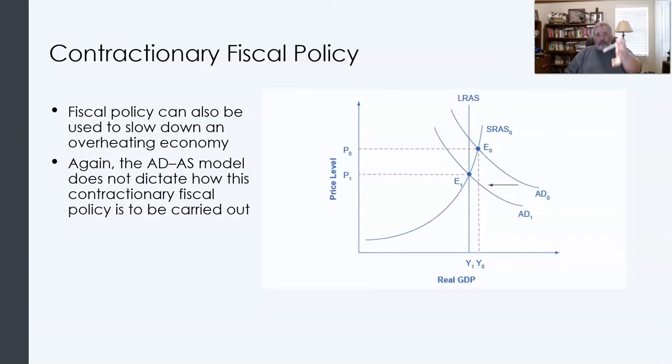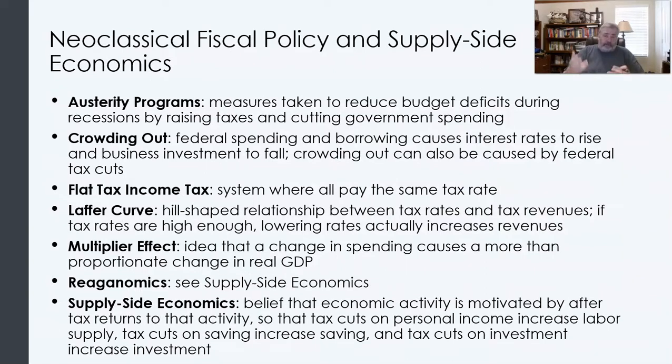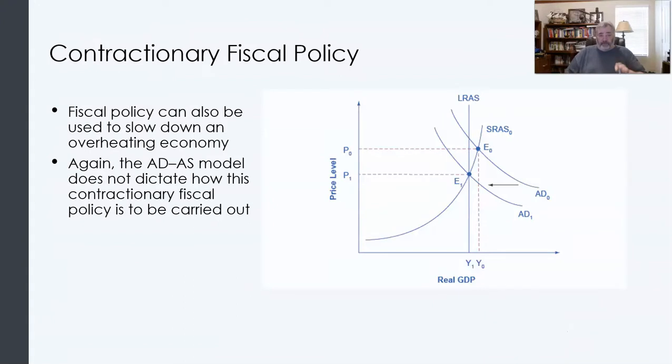That would be contractionary fiscal policy. They did not put a similar one in here for expansionary, I don't know why, but it's the opposite of that. Right? It would be an inflationary gap, a recessionary gap that you're trying to grow your way out of.